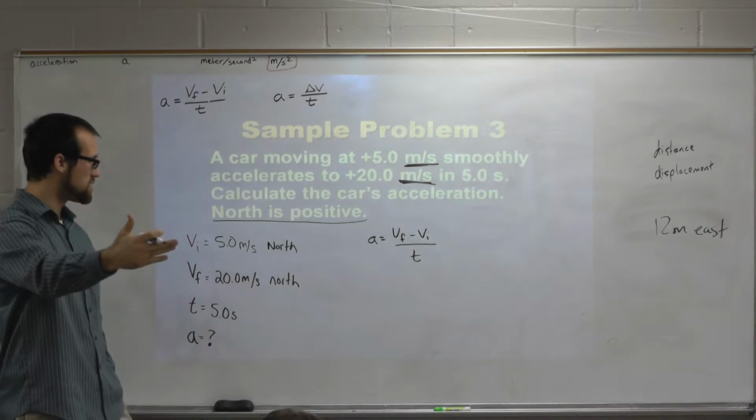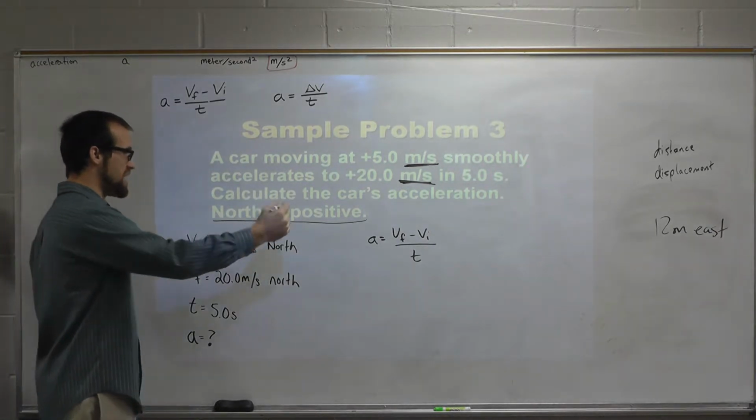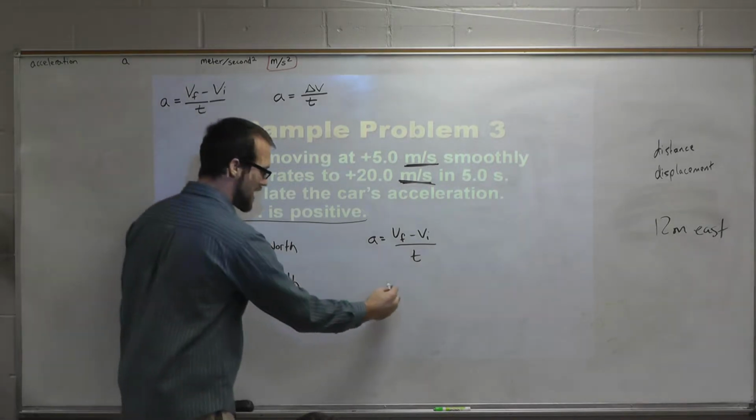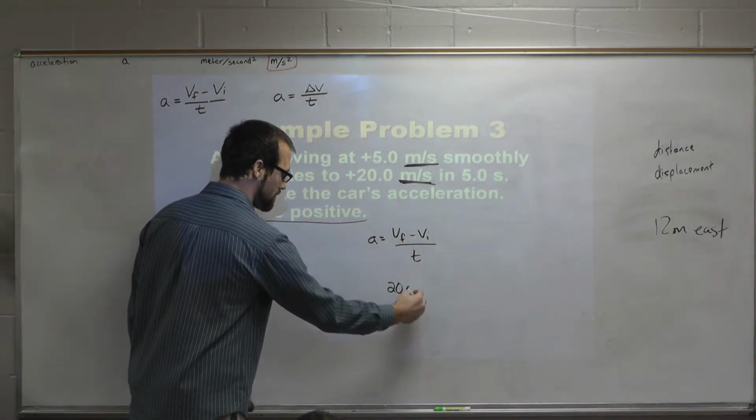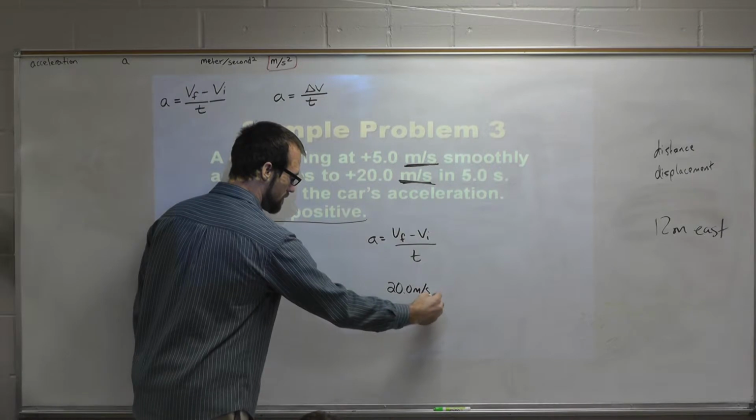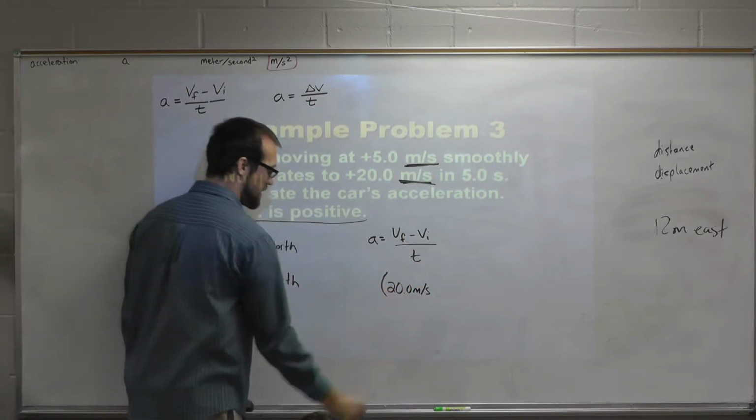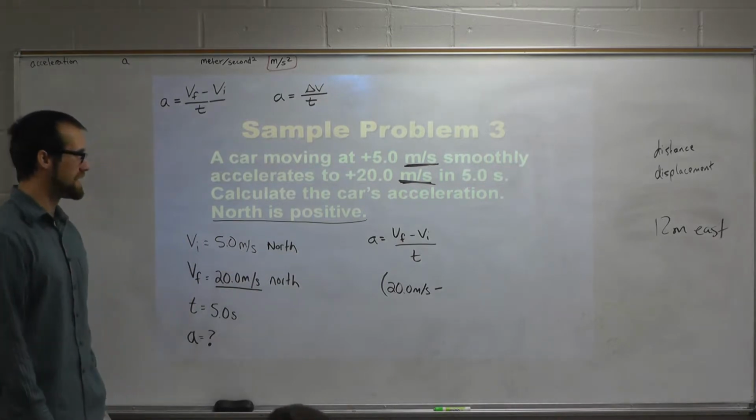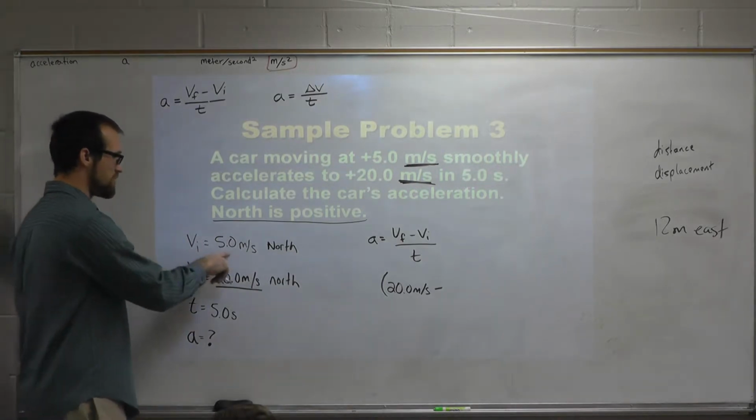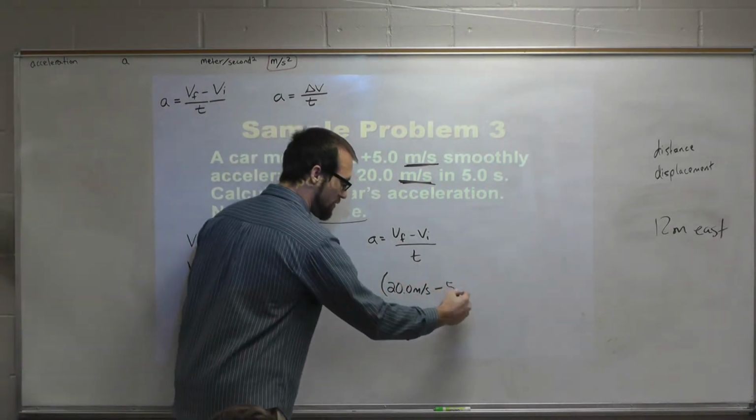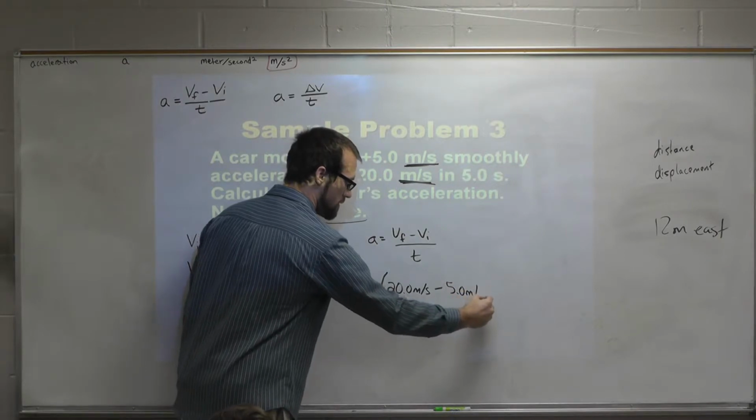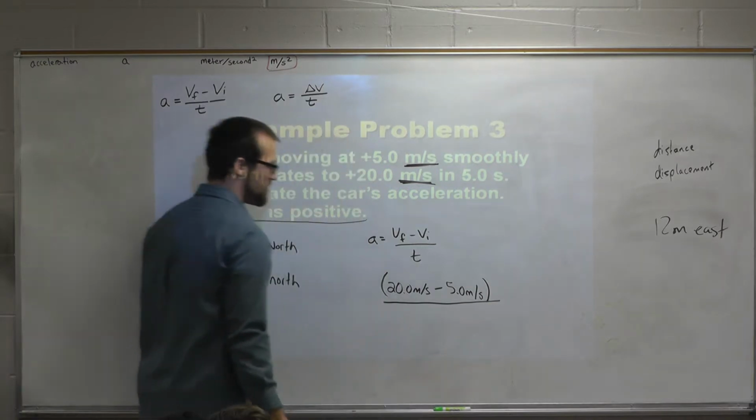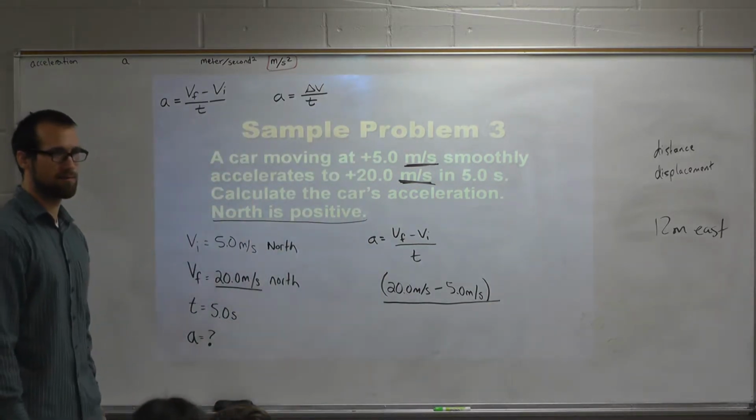Now, remember that we are taking the number and substituting it in for its appropriate variable. Okay? So, I'm going to substitute VF in with the number. So, VF is 20. I'm going to put parentheses around it just to show that. Minus my VI equals 5. So I'm going to put 5 in for VI, all over the time, which is what?